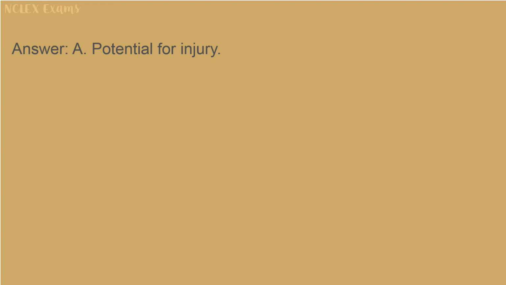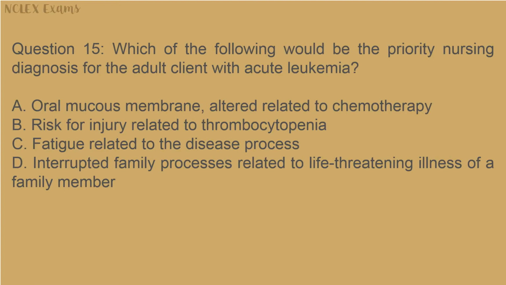Answer: A. Potential for injury. Question 15. Which of the following would be the priority nursing diagnosis for the adult client with acute leukemia? A. Oral mucous membrane, altered related to chemotherapy. B. Risk for injury related to thrombocytopenia. C. Fatigue related to the disease process. D. Interrupted family processes related to life-threatening illness of a family member.